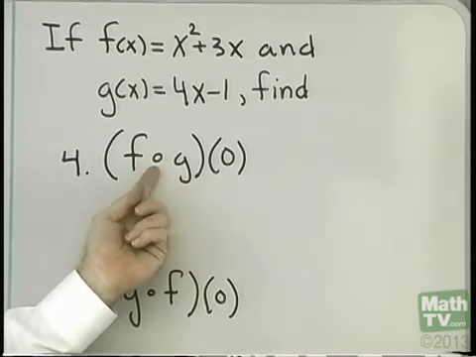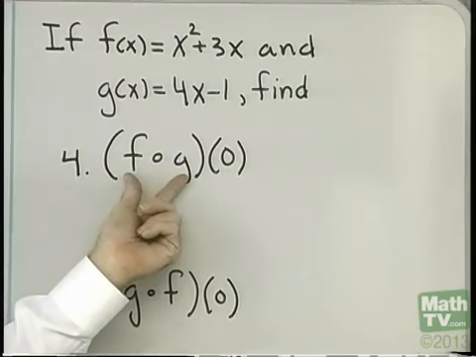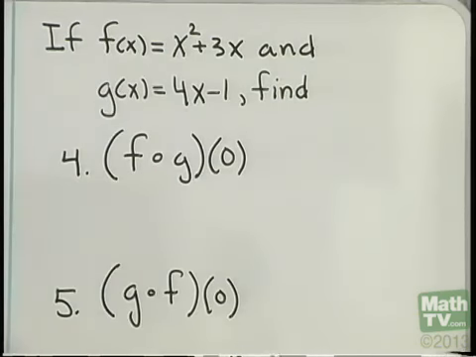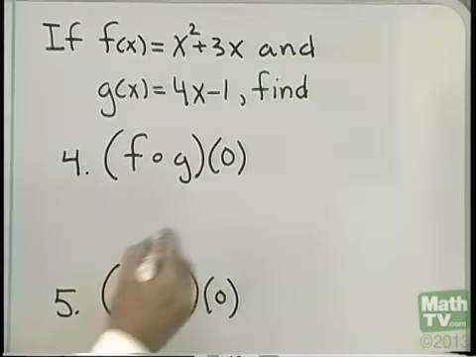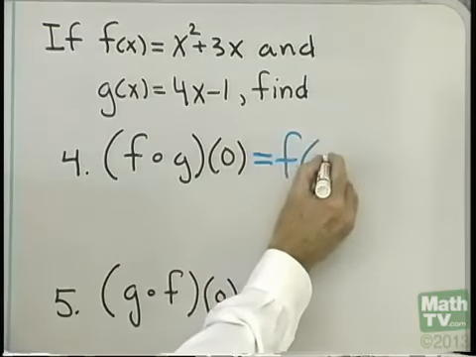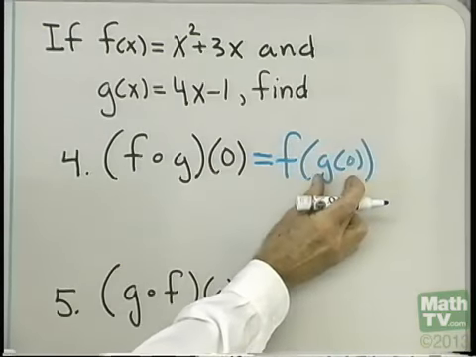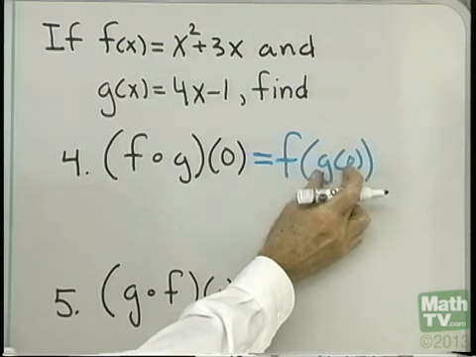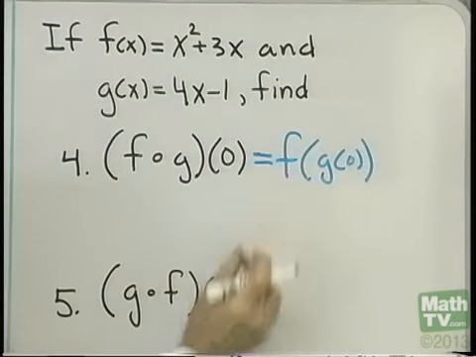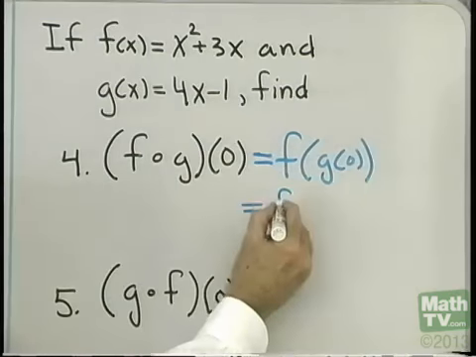That's what this little round, this little O right here stands for, is the composition of f and g. F composed with g of 0. The definition for that is that this means f of g of 0. So we want to evaluate the function g when x is 0, then take what we get and evaluate the function f there. So I'll start by finding g of 0.